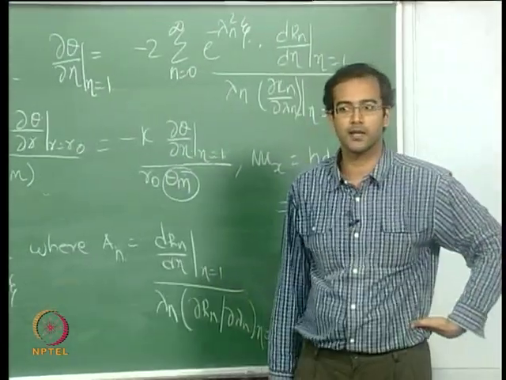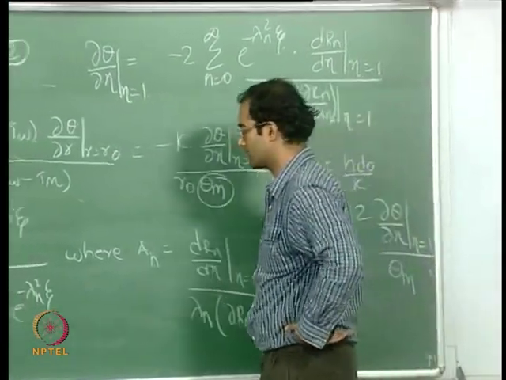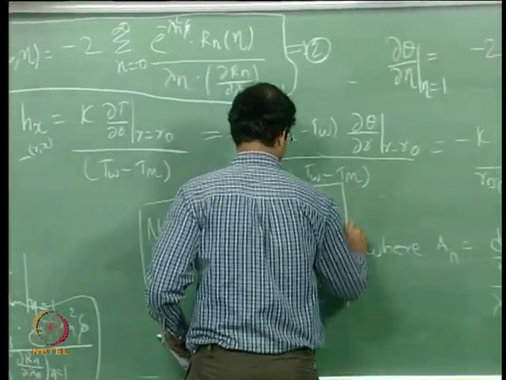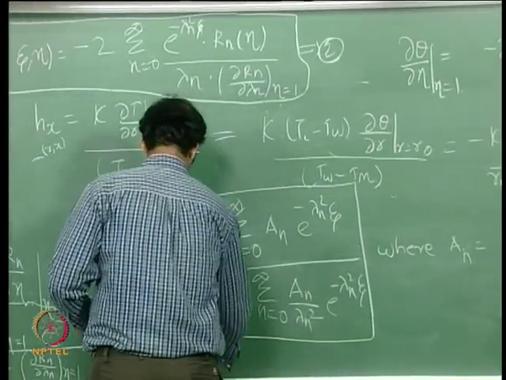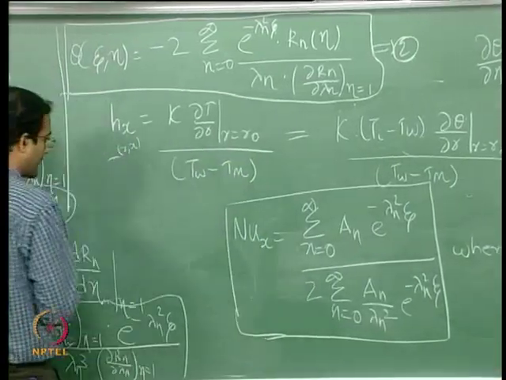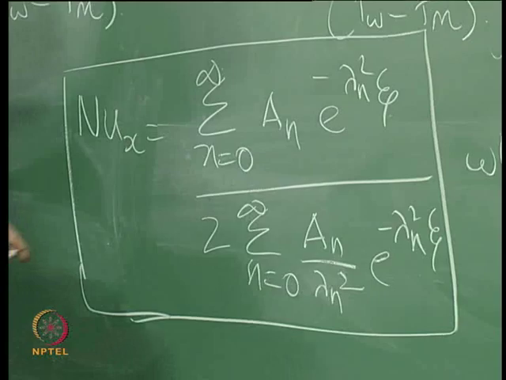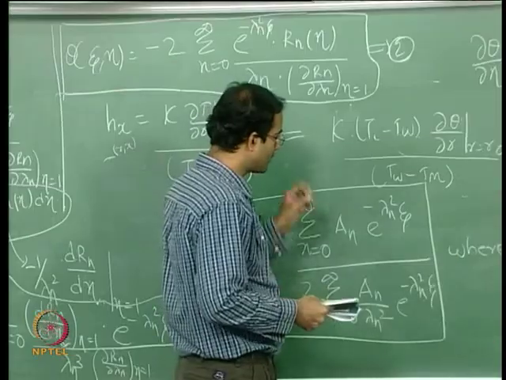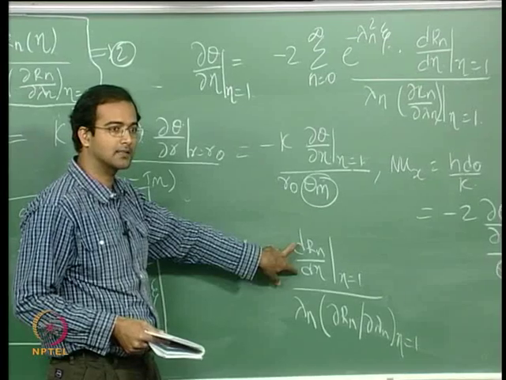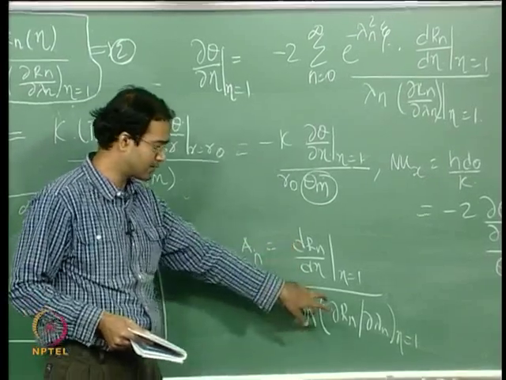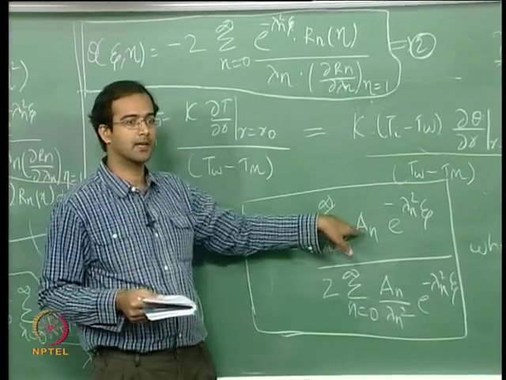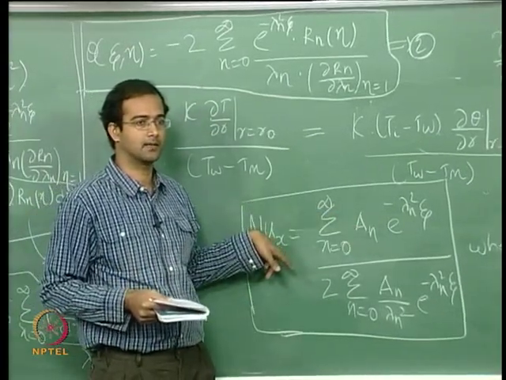I hope all of you are clear. I am going pretty slow here. So therefore this is your final expression. Now, to calculate my Nusselt number here, I need to basically know numerically the values of all these slopes of eigenfunction with respect to eta as well as with respect to lambda, and also the eigenvalues. So from there I can calculate my Nusselt number.